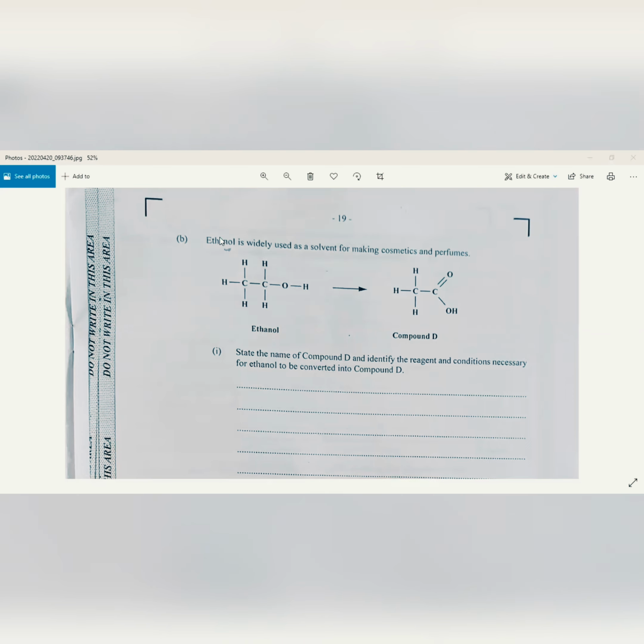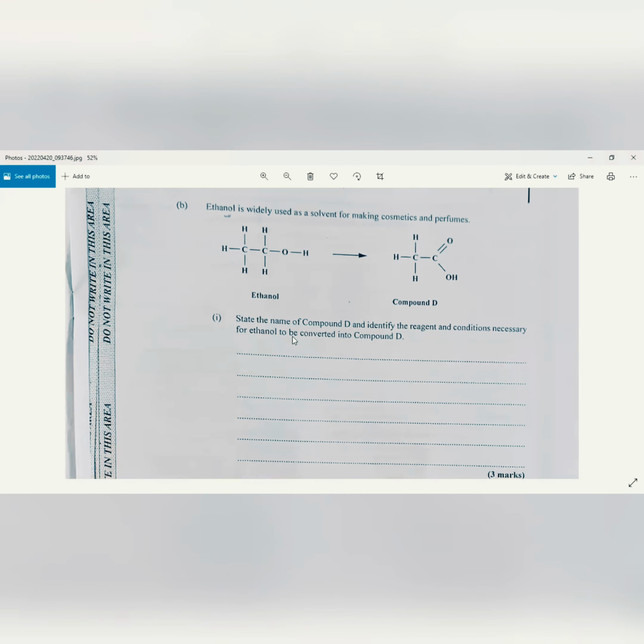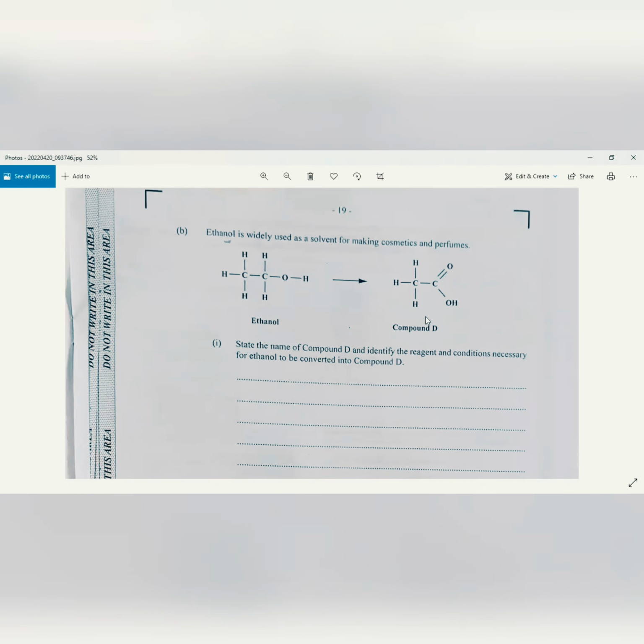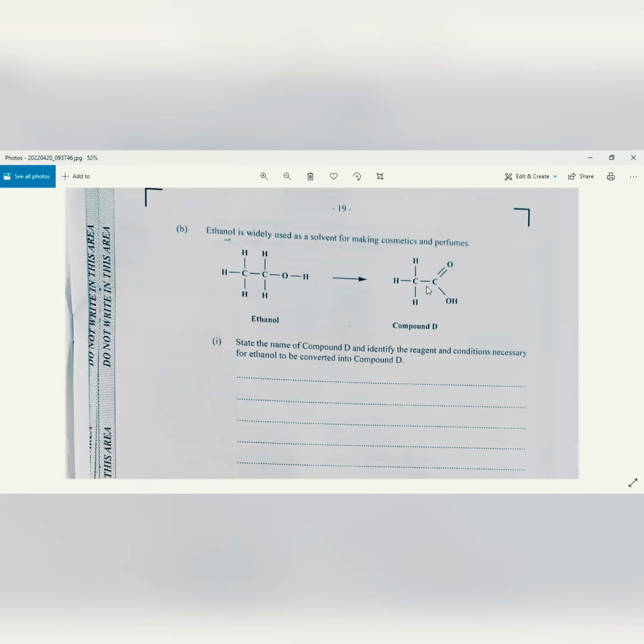Here's your next question. It says, ethanol is widely used as a solvent for making cosmetics and perfume. So it's used for those things. This is ethanol, and this over here, as you can see, is an acid, compound D. State the name of compound D and identify the reagents and conditions necessary for ethanol to be converted into compound D. So ethanol is being converted to an acid. This is ethanoic acid. So that's an alcohol being converted into an acid.